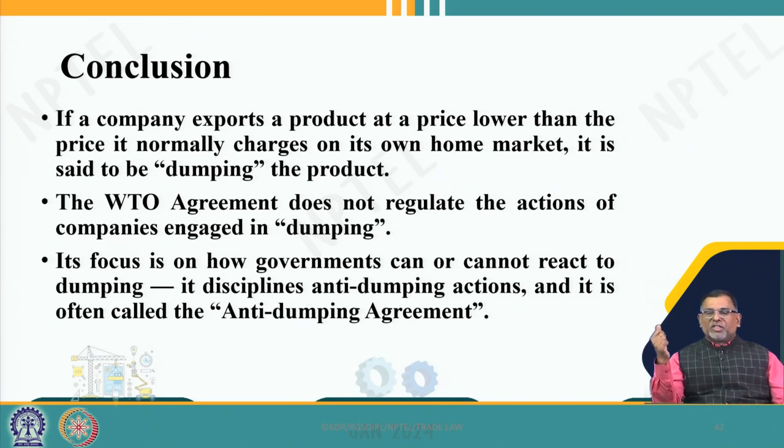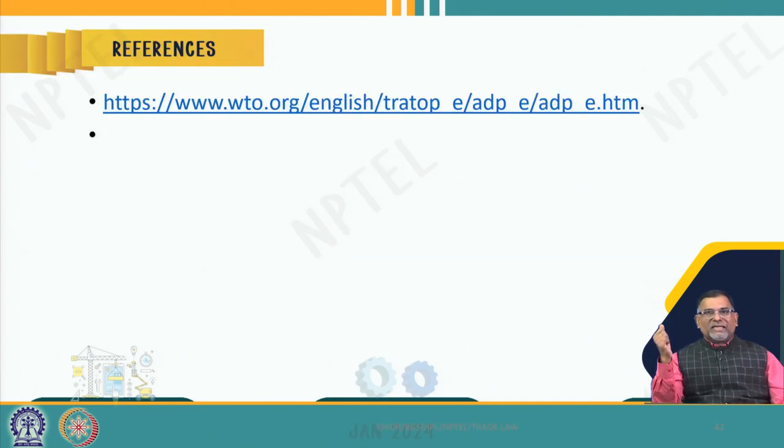So, we talked about dumping, we talked about the prerequisites, and we talked about zeroing, and we talked about the framework of anti-dumping actions, how the duties can be imposed. And in the next class, we will talk about the second criterion, that is injury to the domestic industry, or what constitutes material injury, or what constitutes material retardation of the industry. That is the second prerequisite. And the third prerequisite is the causal link. What do you exactly mean by causal link between these two? That we will discuss in the next class.